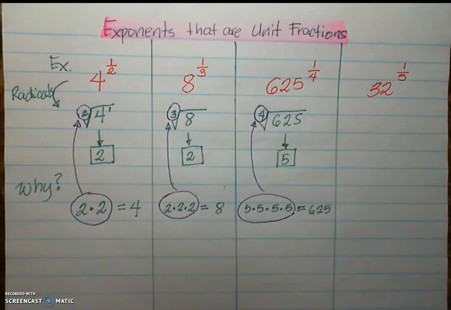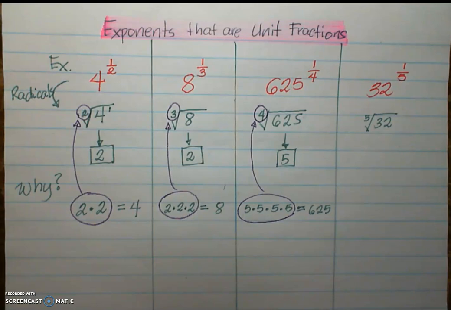All right, so for our last and final example, 32 raised to the power of 1/5. Let's go ahead and turn this into the radical form. The 32 right here, which is the base of your exponent, becomes the radicand. The 1 in the numerator becomes the exponent. And then the 5 in the denominator becomes the index.